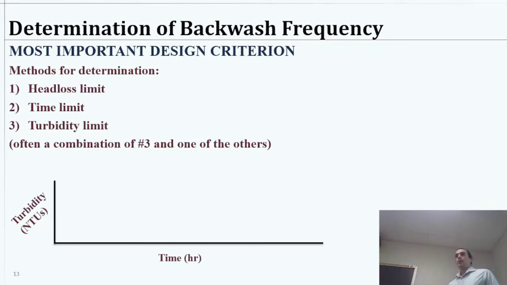We could just put a time limit on it. We know that about every 96 hours is the limit, and just based on the operator's experience, they're going to design it and say, well, it's never good to operate much past that 3-day mark. We're just going to clean it after 72 hours or whatever. It could have also a turbidity limit, and usually that's going to be combined with the other two. So it's like either 72 hours, or if we hit this turbidity limit, we're just going to stop and backwash.